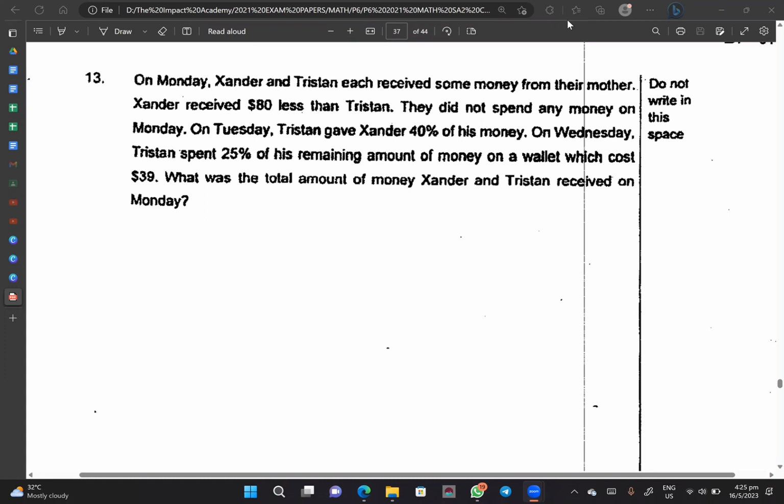All right. So as you can see over here, on Monday, what happens? Xander and Tristan each receive some money. So this is sentence number one, right? From their mother. Okay. Xander received $80 less than Tristan. So that's sentence number two. Can you see that? So if I know that it's $80 less, what I want to show is that Tristan is actually more than Xander.